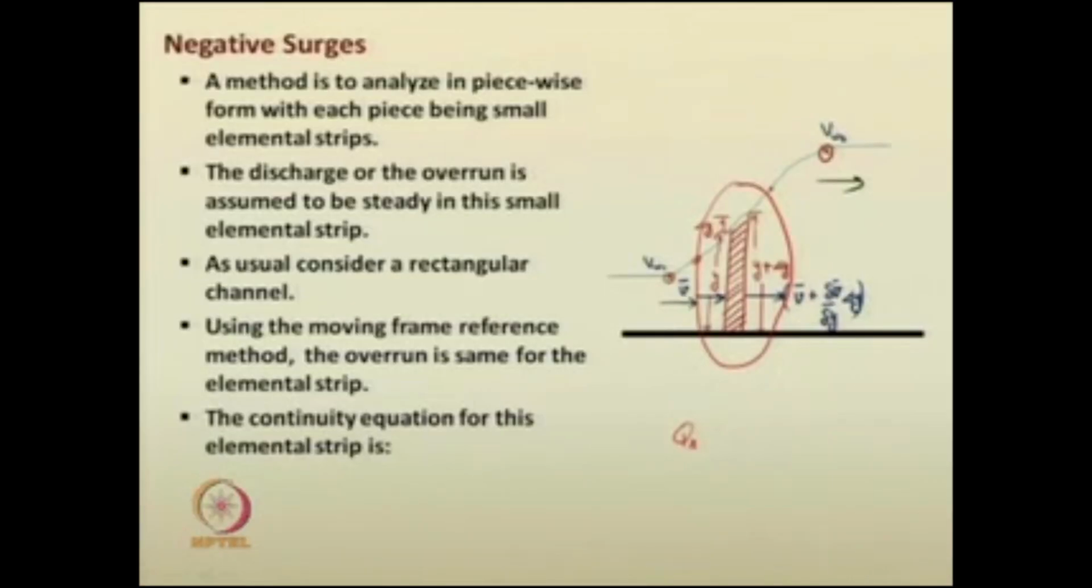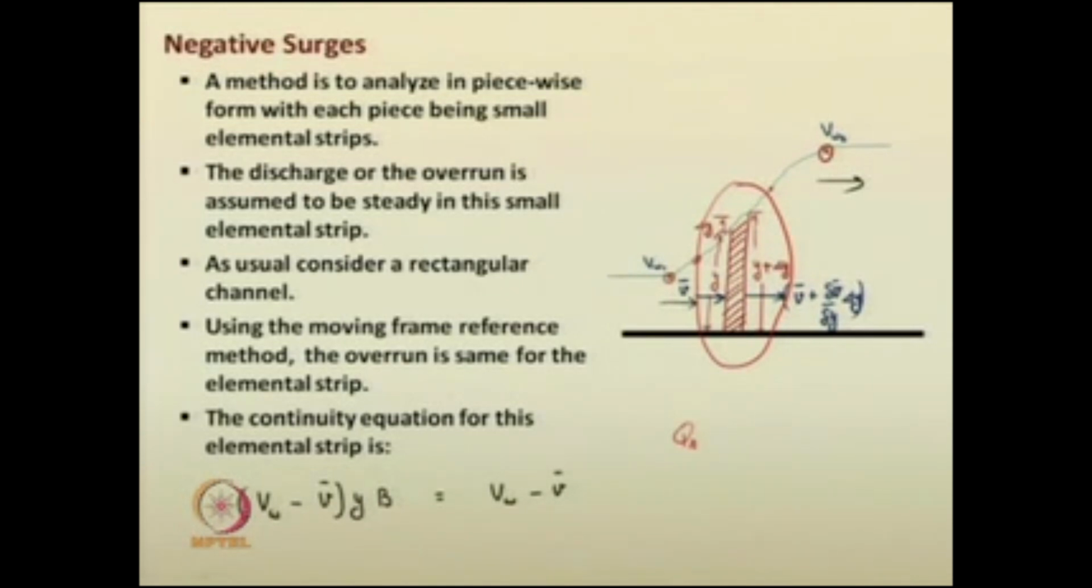So, on the left side, we can have V w minus V bar into y into the breadth of the rectangular channel, that is, the discharge should be the same. That is the meaning here: the discharge based on the moving frame reference should be the same. We are considering that the elemental strip is steady. So, in that situation I can write the conditions like this.